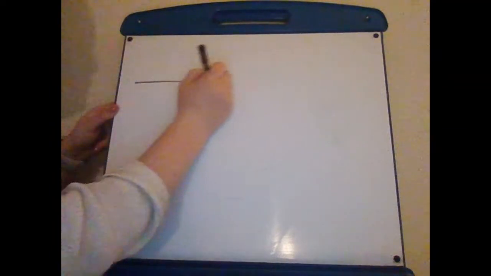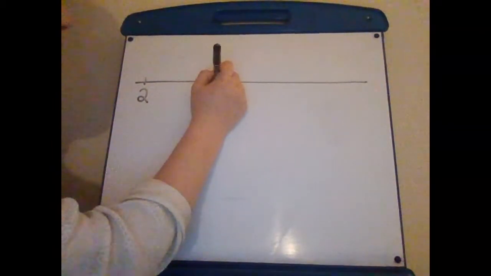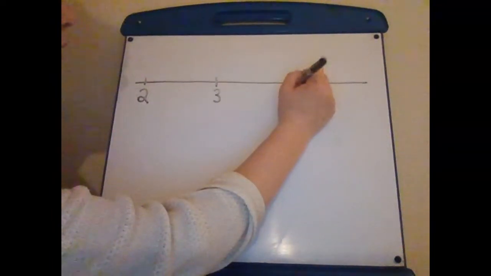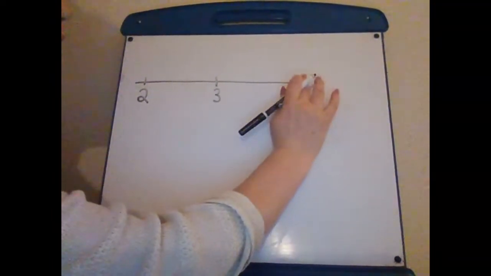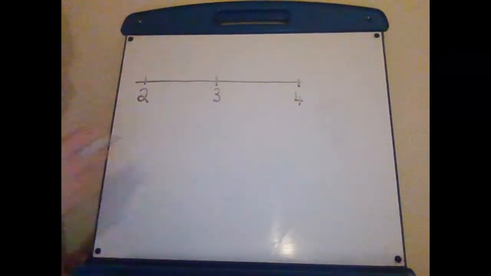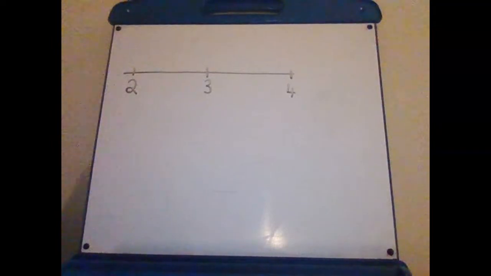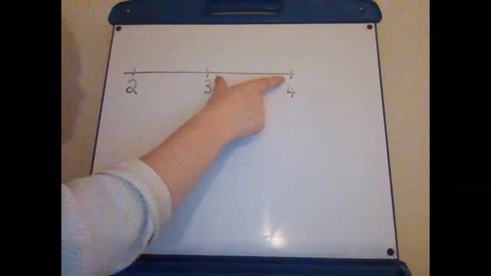So if I draw our number line, the number line here starts at 2, and it has 3, and it has 4. All right, I'm just going to take this part out. 2, 3, 4. Now it's not starting at 0 and ending at 1, but from here to here is one whole, and from 3 to 4, this is also one whole.